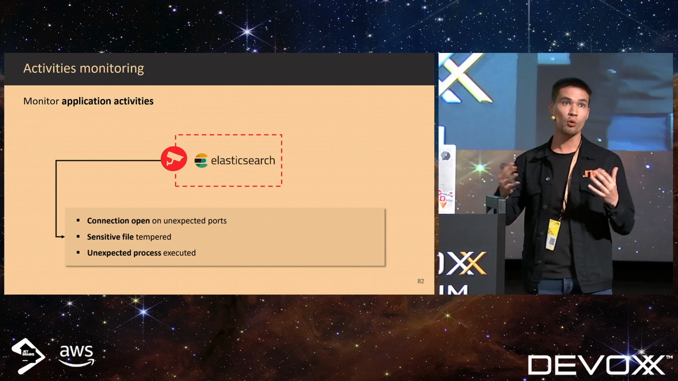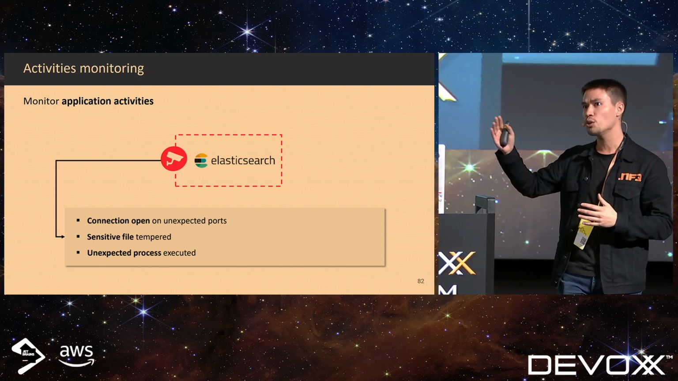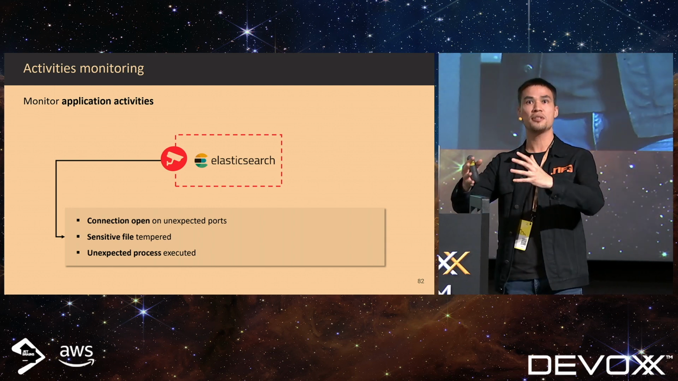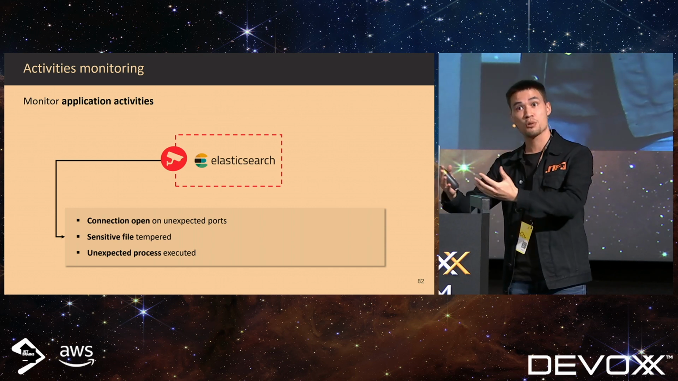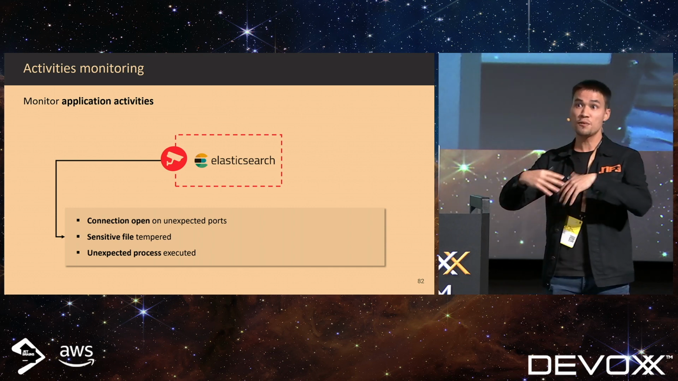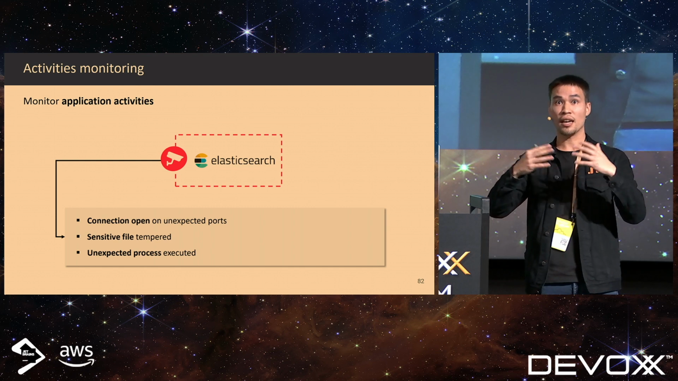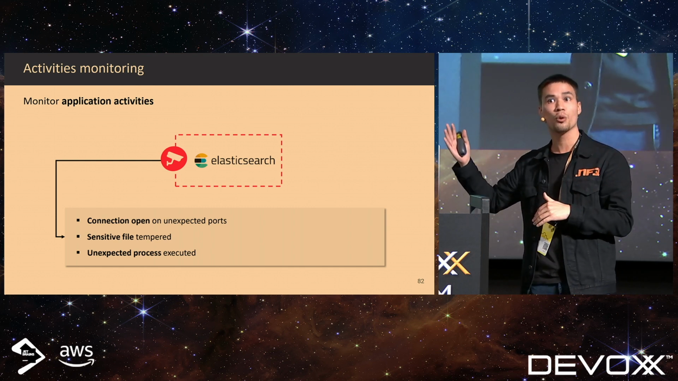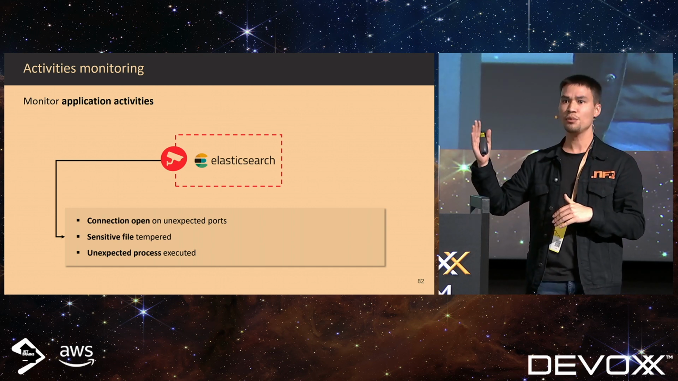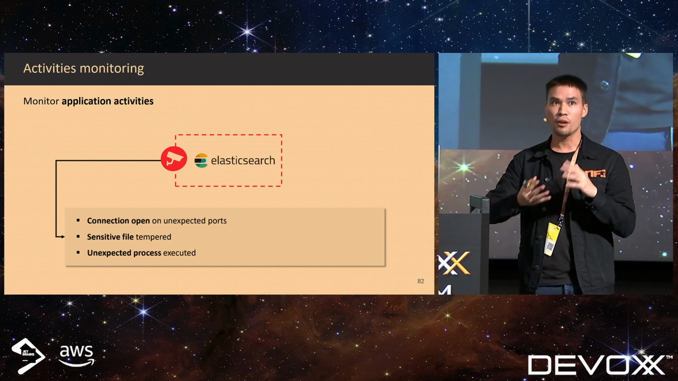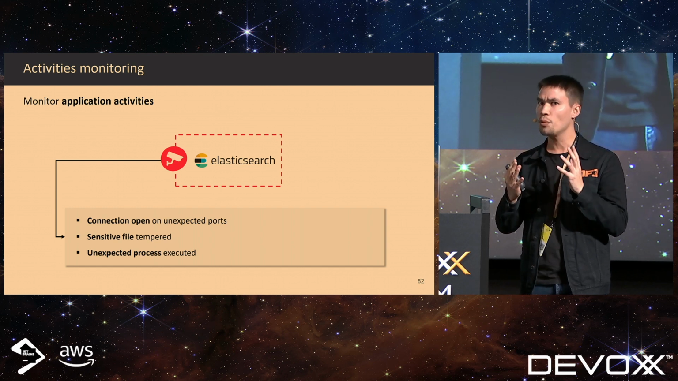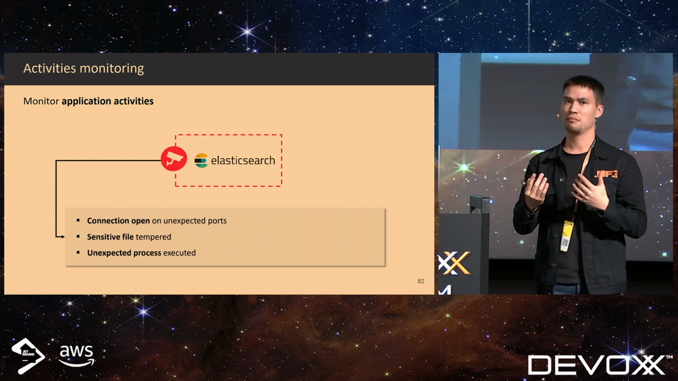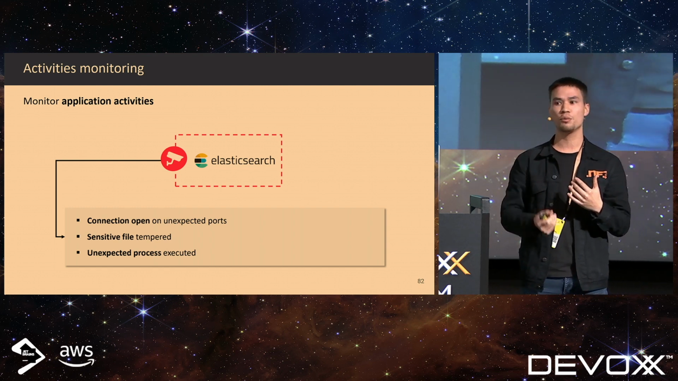And finally, I would like to monitor activities regarding the applications. Today, we all use Elasticsearch, Kafka, RabbitMQ. We know these solutions. We know what they are supposed to do and what they are not supposed to do. Meaning that if suddenly a very exotic port is open on one of these containers, maybe something is weird. If, for example, a sensitive file for this container is opened, modified, touched, again, something is weird, and we would like to be alerted.